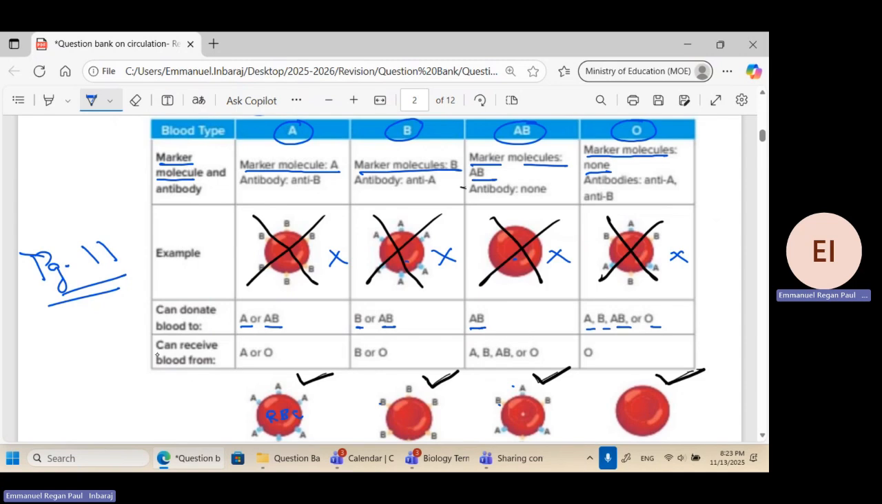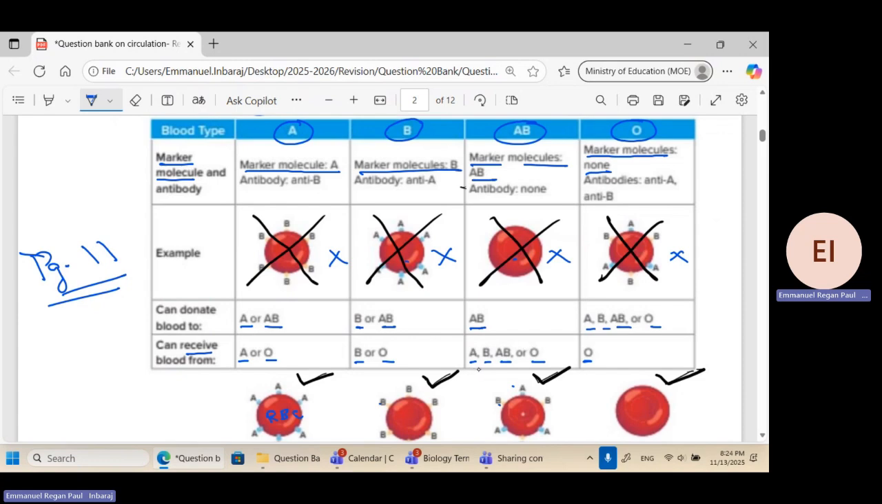Okay, in the same way, the A blood type can receive blood from A or O. B can receive from B or O. AB can receive from A, B, AB, or O. They can receive from everyone. And O can only receive from O.